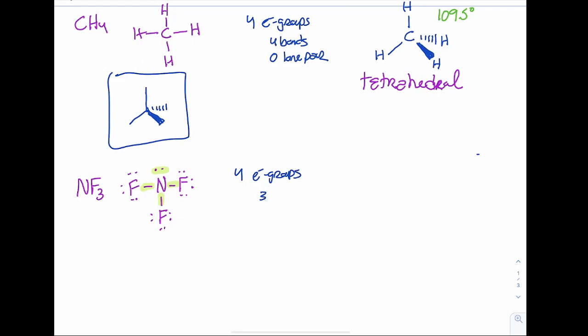This time, 3 of them are bonds, right? The bonds to the 3 fluorines, and then 1 is a lone pair or non-bonding pair. So again, it's going to be everything in an electron group category. So these both have 4 electron groups and are going to have this basic shape, right? This would be my electron domain geometry, which is tetrahedral.